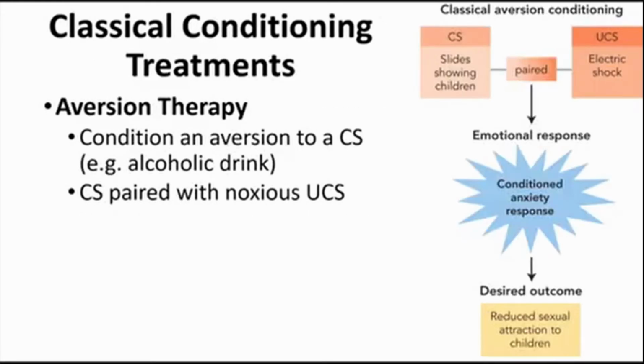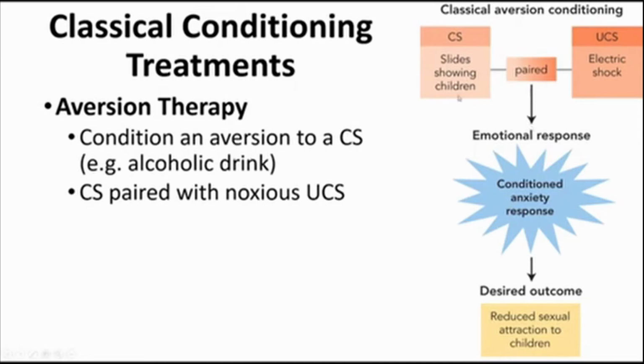Another way that we can use classical conditioning to treat different types of psychological disorders is through a process called aversion therapy. So for aversion therapy, we're basically going to train up a new classically conditioned association. So the idea here is to condition some kind of aversion or negative response to a conditioned stimulus, a thing that you are going to learn to associate with something bad.